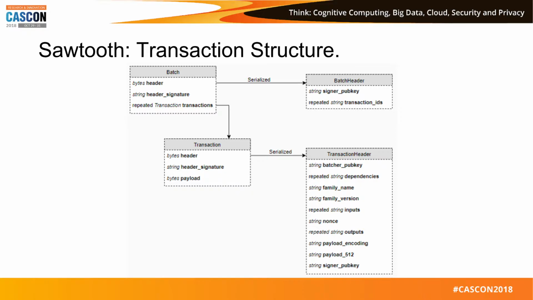Now let's talk a little bit about the transaction structure. As I mentioned, we have batches and we have transactions. Each batch has a header, and each transaction has a transaction header. You can see diverse attributes or fields to identify the data or the content of the transaction. Something important here is that each transaction and each batch is signed by the public key of the user who sent that transaction.